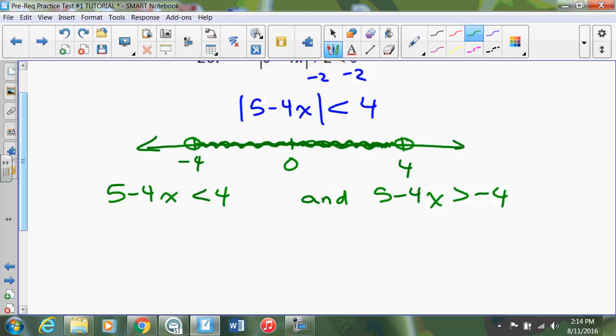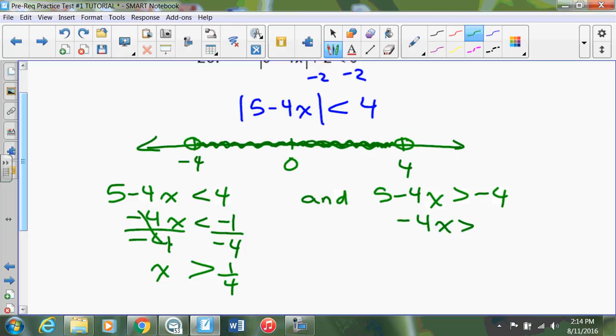We'll go ahead and subtract 5 from both sides. We're going to divide both sides by negative 4. Oh, okay, let's stop. We're dividing both sides by negative 4. When you divide an inequality by a negative number, your inequality switches. So we're going to switch it right away. So we get x is greater than 1/4. And then we're going to go ahead and subtract the 5 from both sides. Divide by negative 4. Once again, we're dividing by a negative number, so our inequality sign flips. And there you have it.